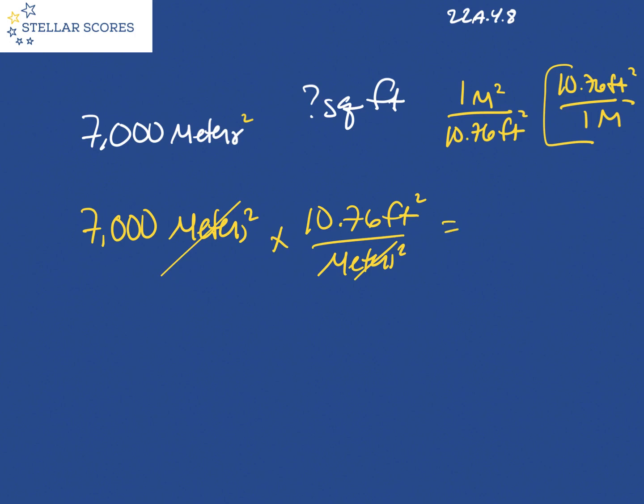So now I've got 7,000 times 10.76. I can do the math, but it's going to be roughly about 70,000. 7,000 times 10, so let's call it about 70,000 square feet. That's going to be my answer. And I can look at my answer choices and see I don't need to get any closer than that. The only choice that's close to that is C, and that's the right answer.